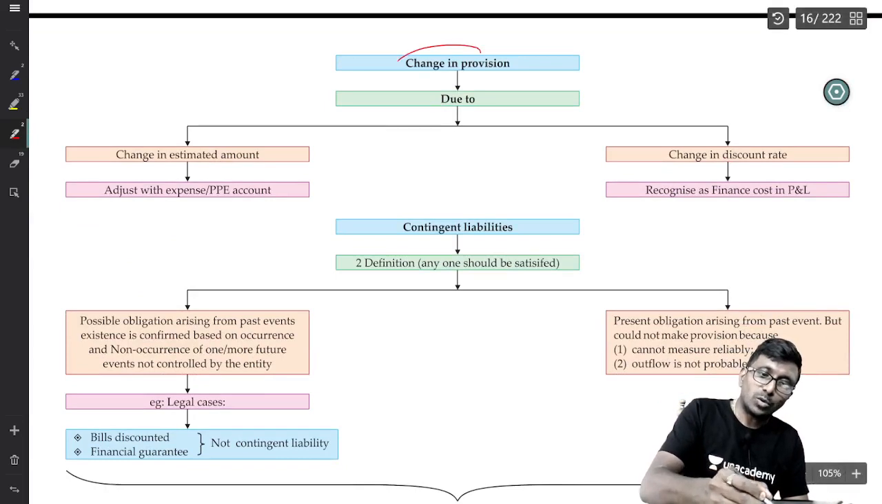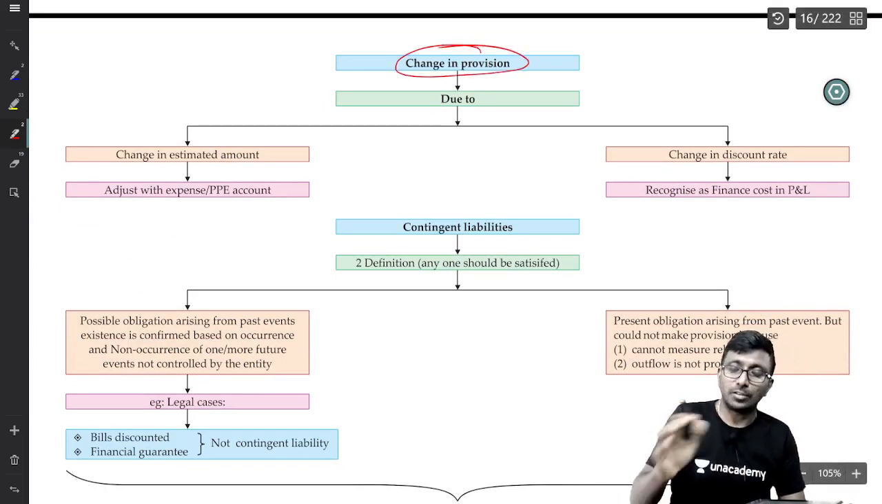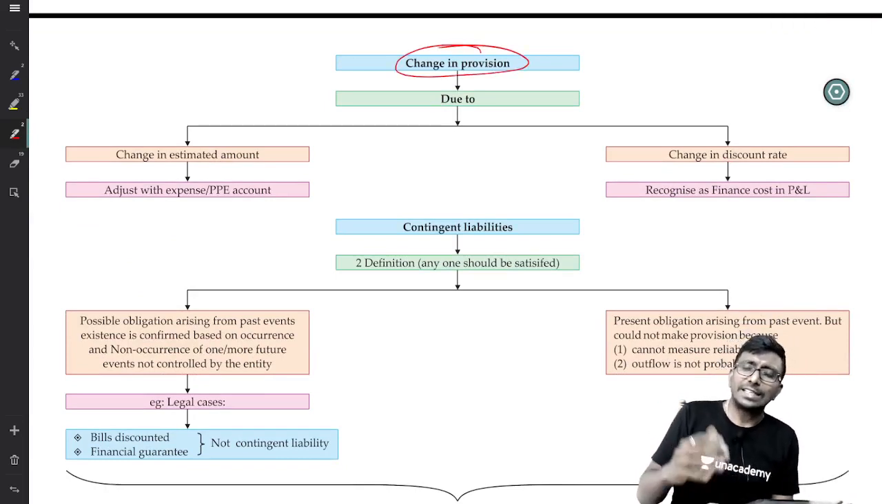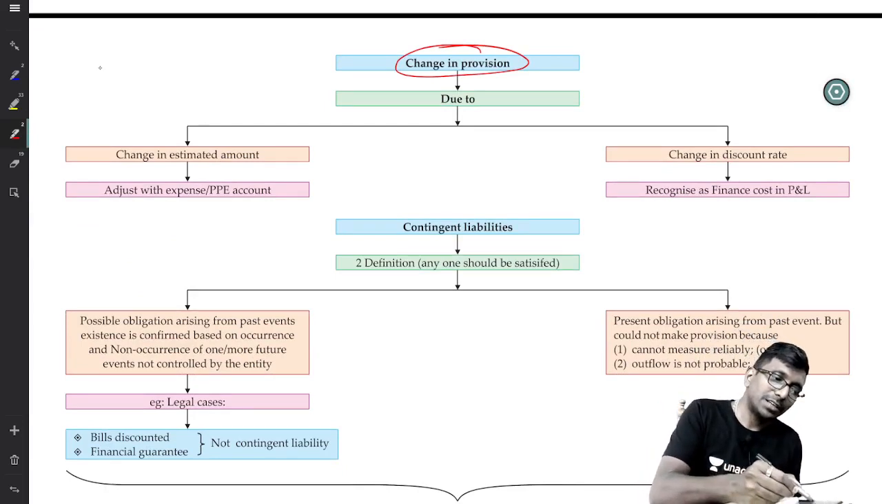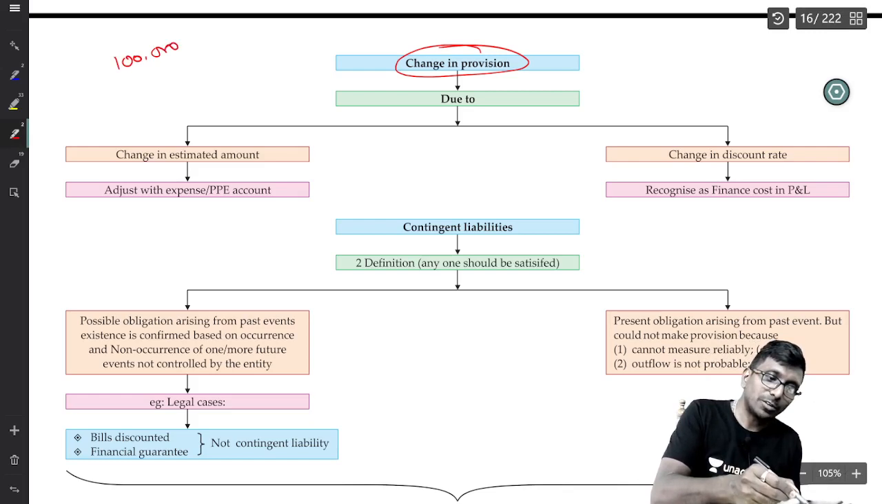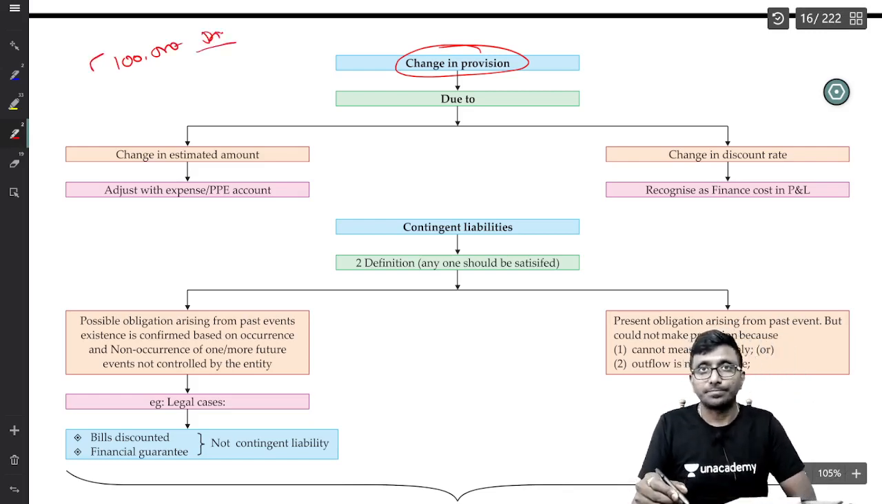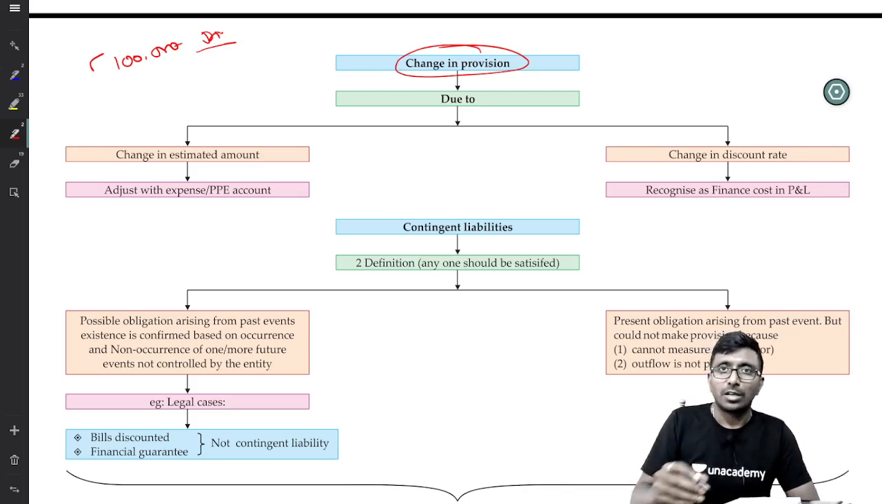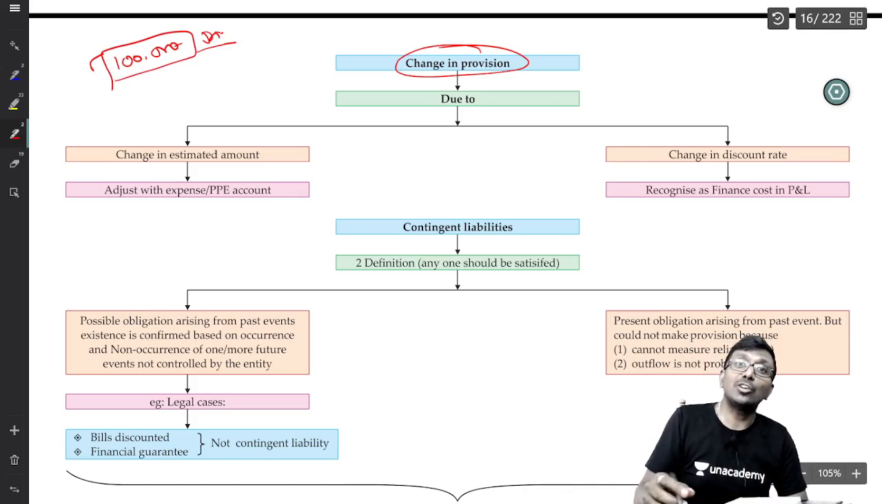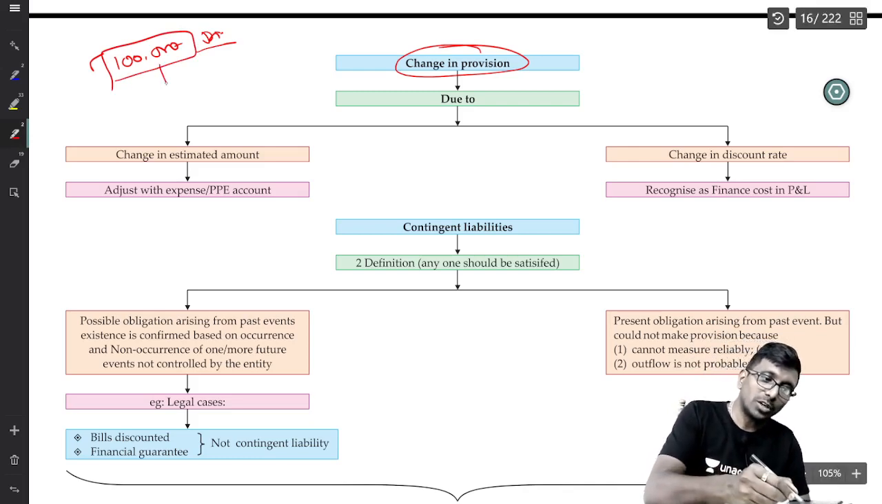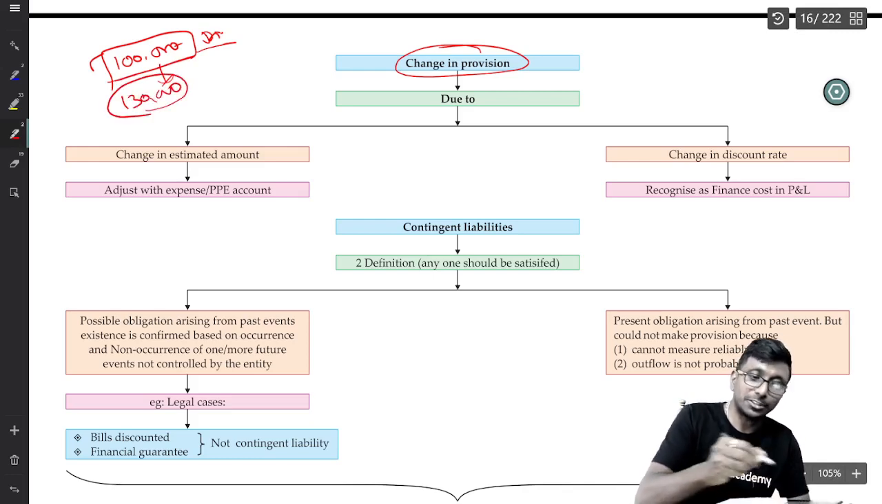Next, whatever provision you made in the last year, can that undergo a change? Correct? I may say, sir, 1 lakh rupees will be the cost for dismantling or decommissioning. I thought 1 lakh will be incurred, that was 1 year before. After a year, when I am re-looking at it, I got to know that 1 lakh rupees will not be sufficient; 1,30,000 rupees will be sufficient.